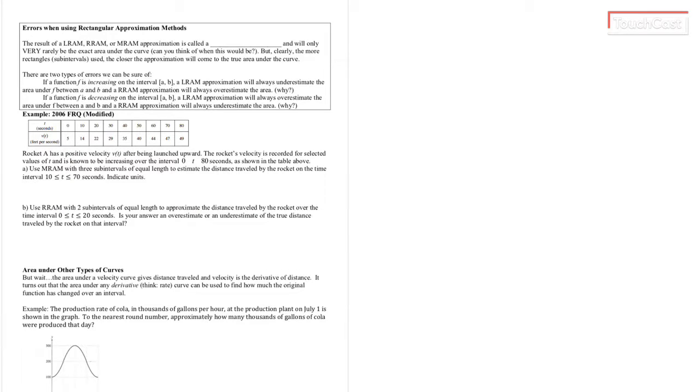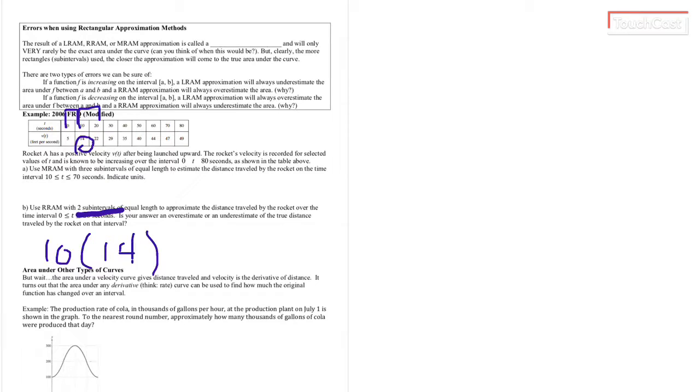And this time I'm going to use RRAM with 2 subintervals of equal length to approximate the distance traveled from 0 to 20. So from 0 to 20, I need to fit in 2 rectangles. So I'm going to have one rectangle cover from 0 to 10. And the second rectangle from 10 to 20. So here, the width of my rectangle is 10. What height should I use? Here it says RRAM. So for the rectangle that covers from 0 to 10, I want to think about the right-hand edge of that. The right-hand edge is the 10. So I'm going to use the output value when the input is 10.